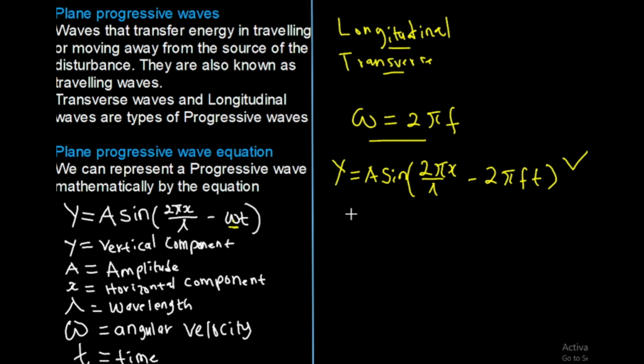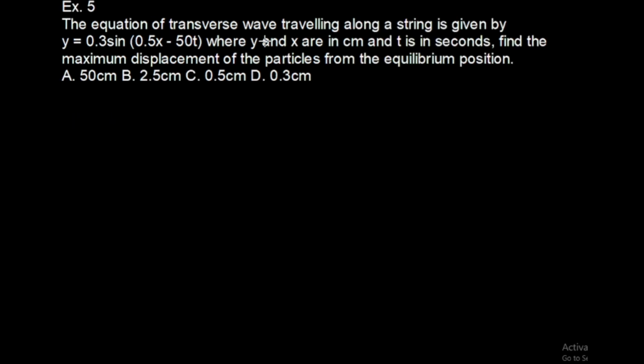The reason why I'll go with this formula, or I prefer this formula over any other formula for plane progressive wave, is because in this formula we have as many parameters as possible. We can actually use this to calculate anything. We have the frequency here, we have the time, we have wavelength, we have horizontal components, we have amplitude, and the likes. So let's see a question here.